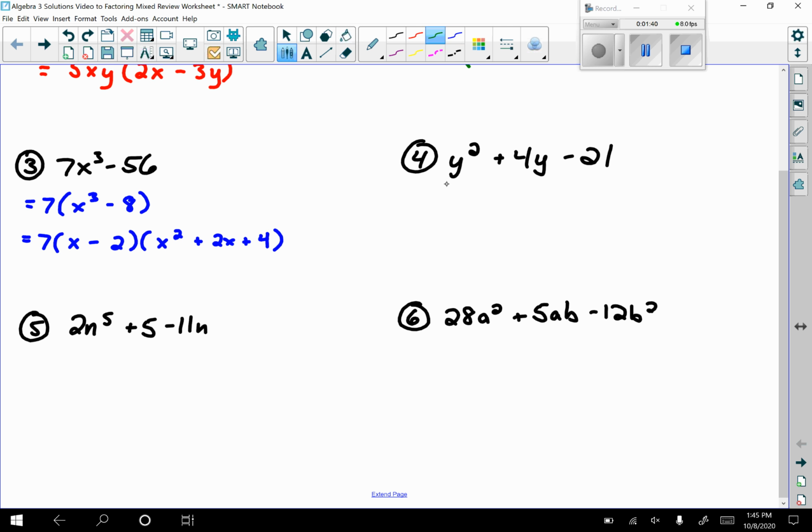All right, for number 4, there is no GCF. It's in order. No leading coefficient other than 1, so this is nice. I'm just going to factor y squared into y and y. Factors of 21 are 7 and 3, and 21 and 1. The 7 and 3 will help me get to the 4. Signs need to be different, and I need to get a positive 4, so I need a plus 7 and a minus 3.